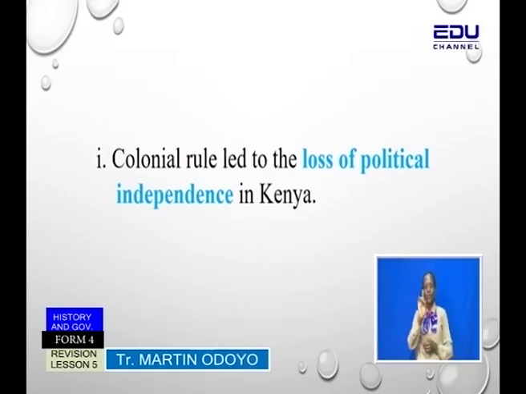The first one: colonial rule led to loss of political independence in Kenya. And this one you can easily explain. Our main point there is loss of political independence in Kenya. When the British came into Kenya, all people in Kenya were put under their rule, and that we can easily see when Kenya was declared a British Protectorate in 1895. With that alone, all Kenyan people, or Kenya as a country, or Kenya as a colony by that time, was supposed to be ruled by the British. So we lost our political independence at that stage.